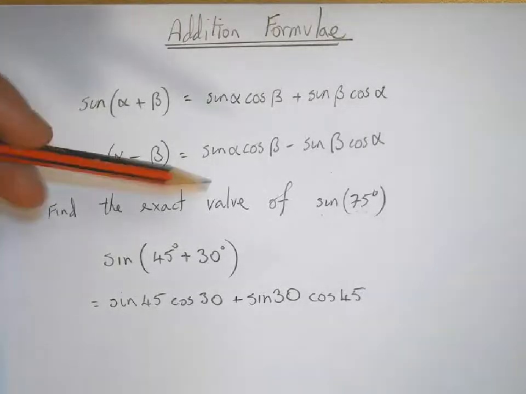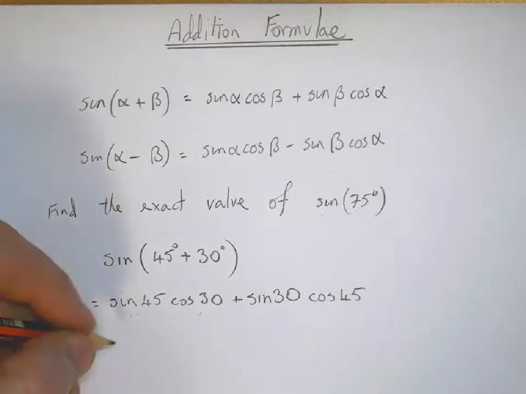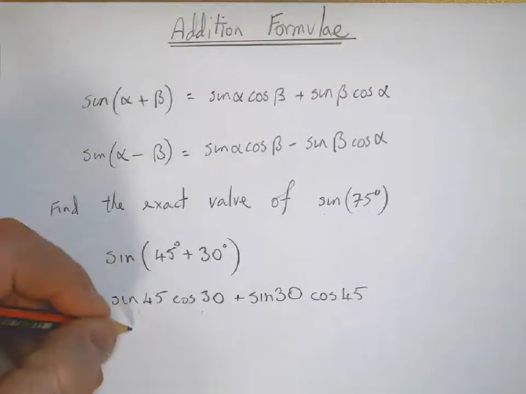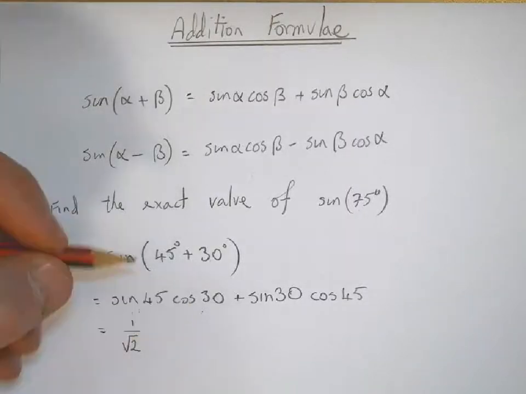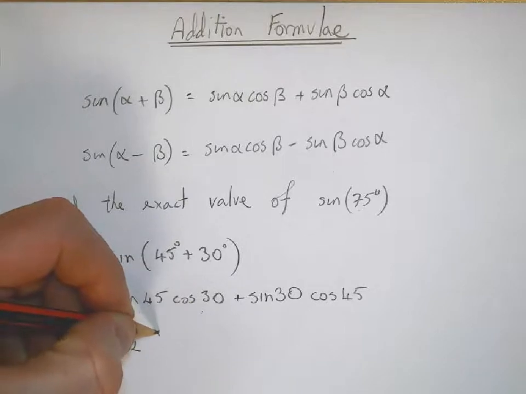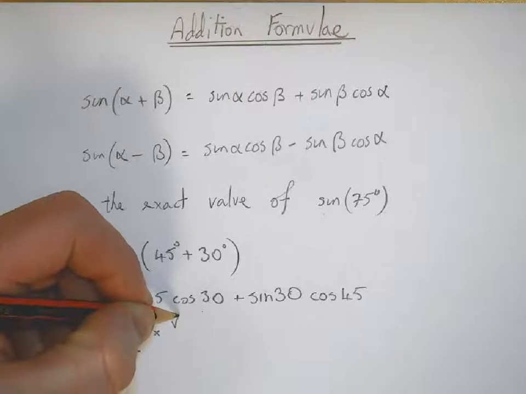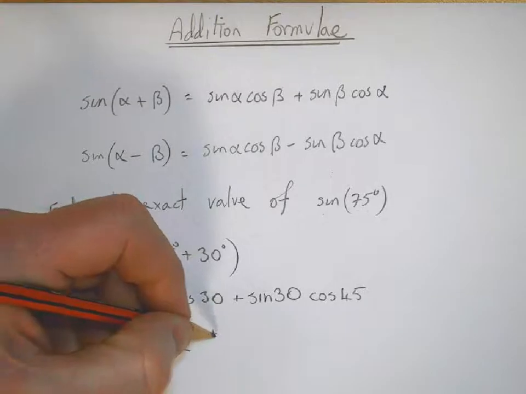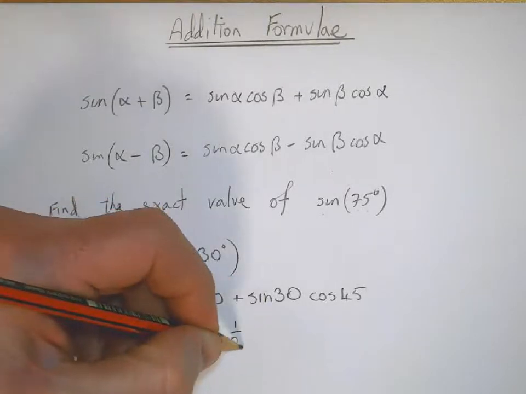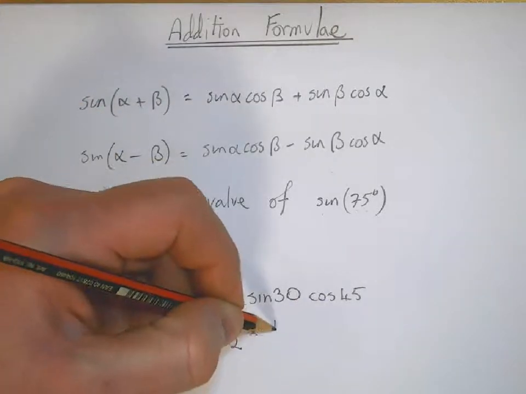Okay, so now we've expanded that out. We can see we've got the exact values here of sine 45, cos 30, and so on. So we can write those down. The exact value of sine of 45 is 1 over root 2. The exact value of cos of 30 is root 3 over 2. The exact value of the sine of 30 is a half, and the exact value of the cos of 45 is 1 over root 2.